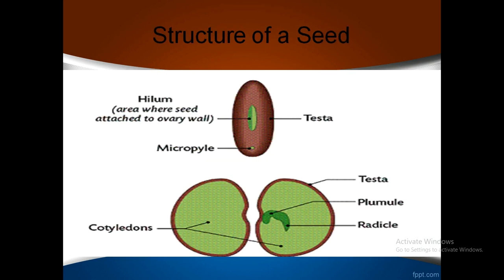Here you can see the structure of a seed. The outer covering is called the testa. The hilum is the part where seeds are attached to the ovary wall. The micropyle is the opening through which seeds get water during germination or when they are sown. And in the lower diagram you can see the cross section of a seed, where you can see the plumule and radicle. Plumule and radicle both give rise to the future leaves and the future roots. And cotyledons are there. Cotyledons are the structures which provide nourishment or food to the plant.